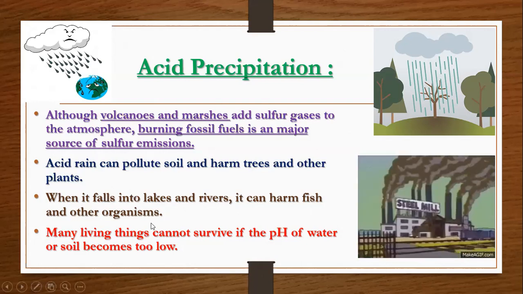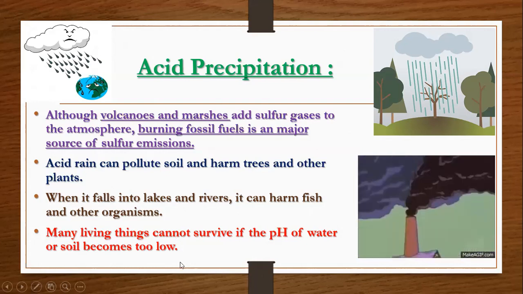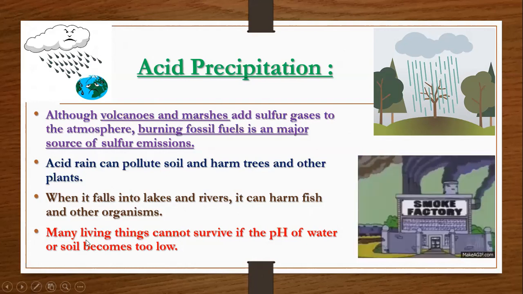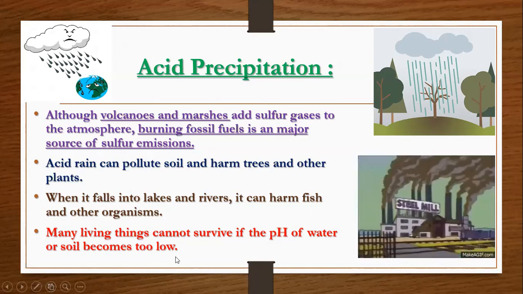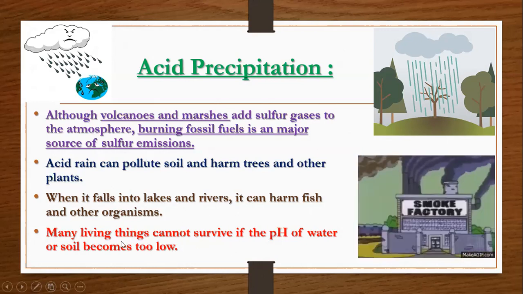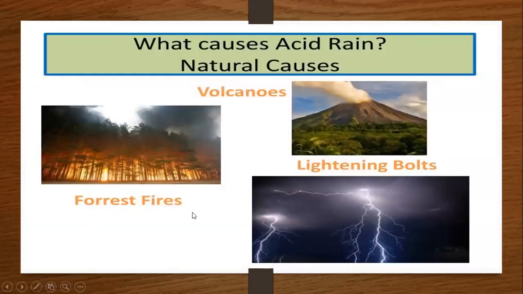When it falls in lakes and rivers, it will affect aquatic organisms such as fish and algae, with bacteria that live there. Many organisms cannot survive if the pH of the water and the soil is lower than normal. So these are some causes of acid rain. Natural causes such as forest fires, volcanic eruptions, lightning, and sometimes rotting vegetation.